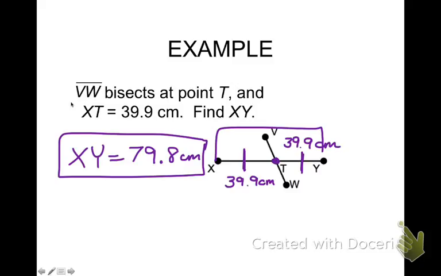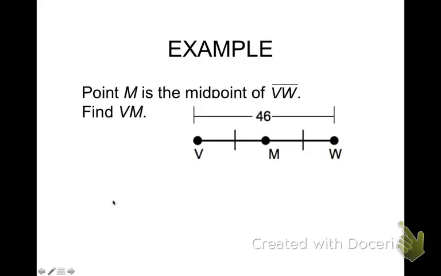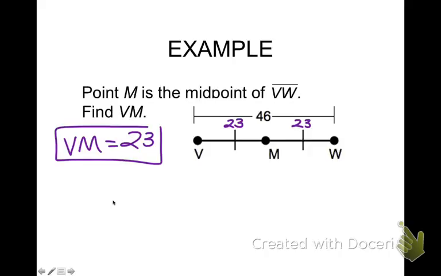All right. Next one. Now it's telling us that point M is the midpoint of line segment VW. Find the length of VM. Well, if the whole thing is 46, and M is the midpoint, which means it divides it into two congruent parts, what would be the length of each of those parts? Yep, how'd you get that, Jackson? Divide it by 2. So half of 46 is 23. So VM is equal to 23. Okay, so far so good.